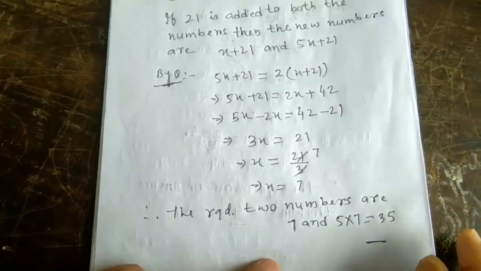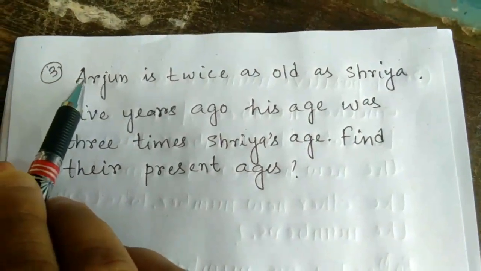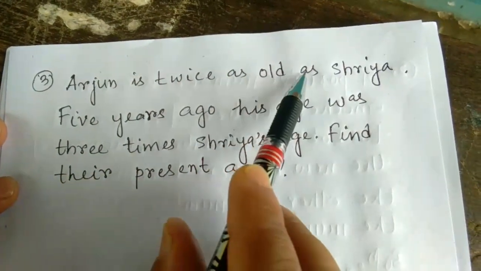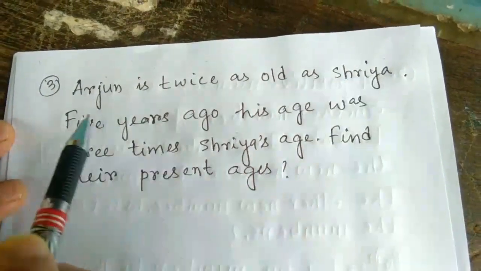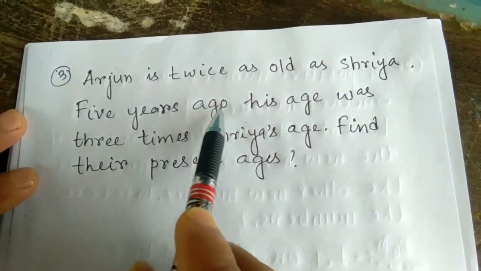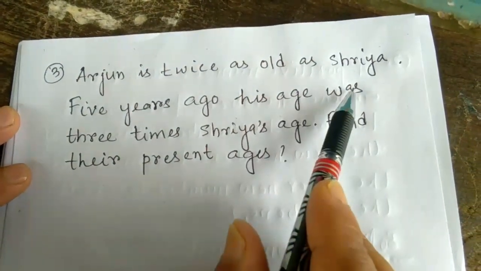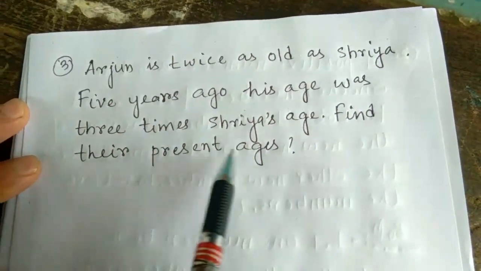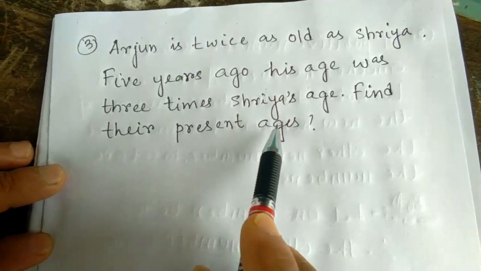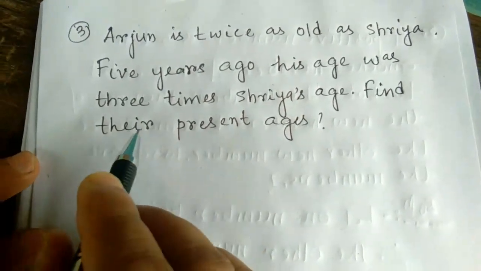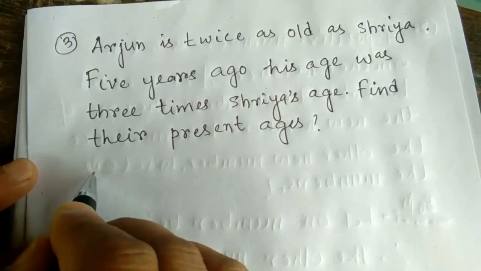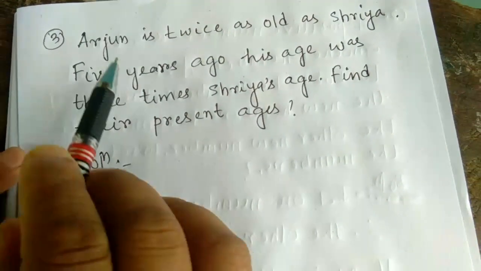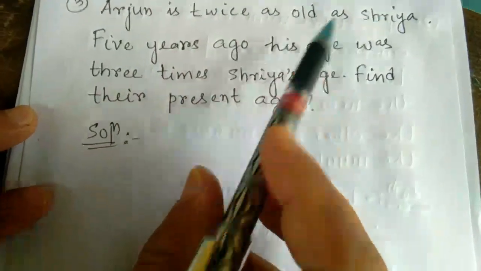Okay, today's last question, number 3. Arjun is twice as old as Shriya. 5 years ago his age was 3 times Shriya's age. Find their present ages. That means we have to find the present age of Arjun and Shriya. We don't know the present age of Arjun and Shriya, but it is given that Arjun is twice as old as Shriya.